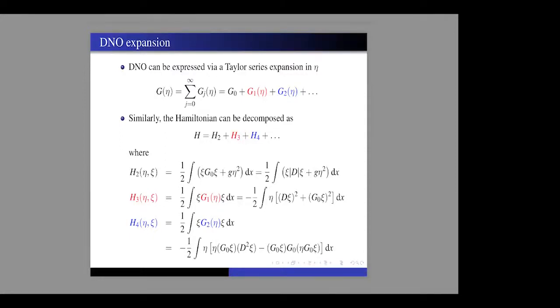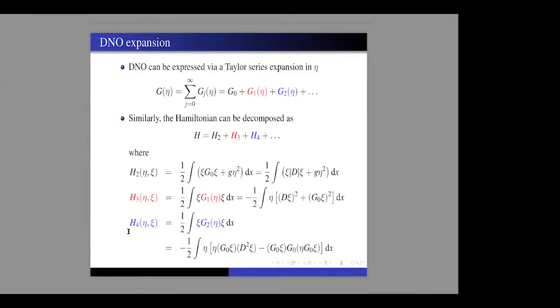All right, so here the calculations are helped by the fact that there's a natural expansion in terms of eta, the free surface elevation, in a small amplitude limit. In particular, the Dirichlet-Neumann operator has an explicit Taylor series expansion in eta, like this one, G0, G1, G2, with explicit expressions. And accordingly, you can also expand the Hamiltonian like this. And for example, the first term, H2, would be quadratic in A like C. The next term, H3, would be cubic in A like C. The next term, H4, would be quartic in A like C, and so on.